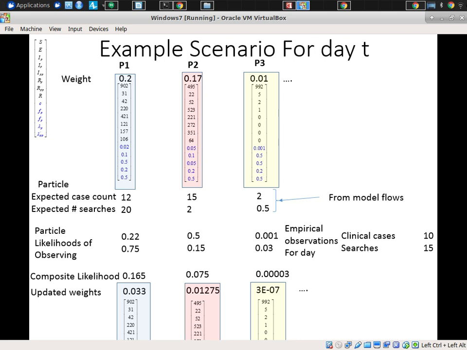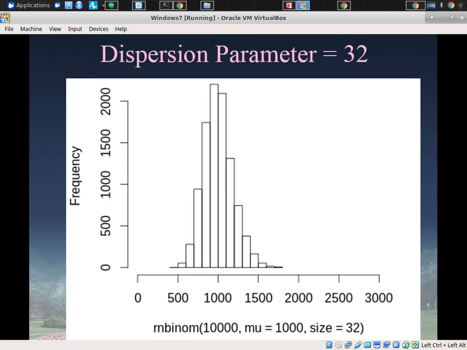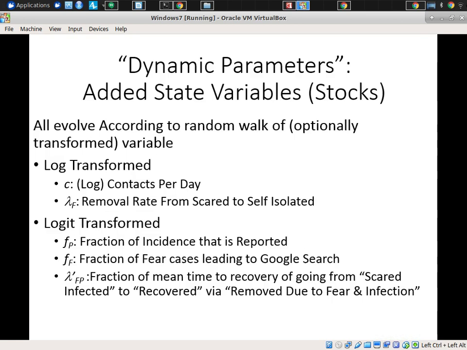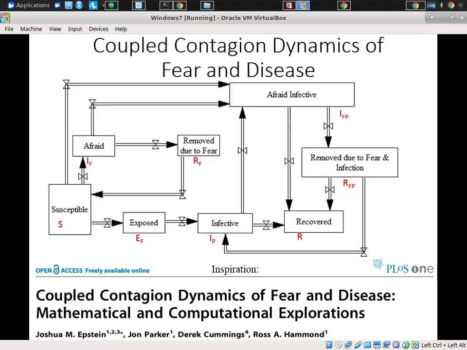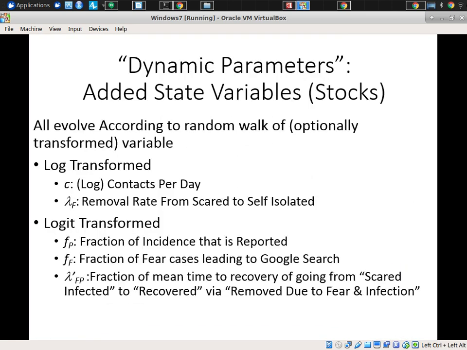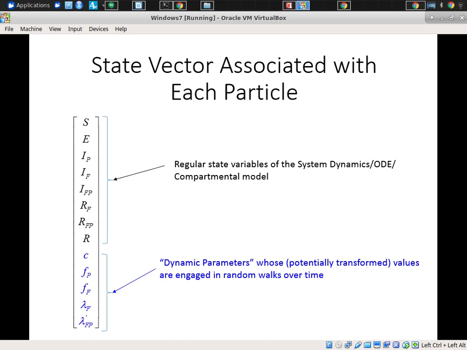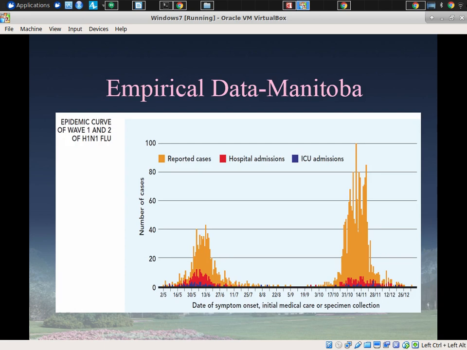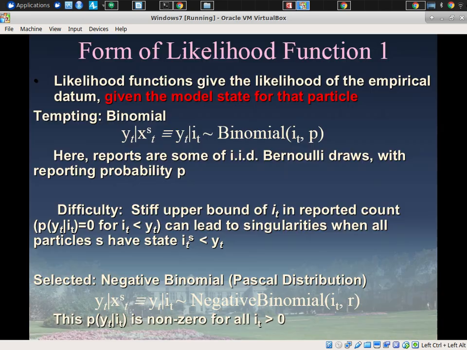We started with the model. We have some dynamic parameters. We put them into the state variable. We have a set of data of two types for each of two jurisdictions. So we have a pair of data sets for each of two jurisdictions, in order to make sense of that data in light of the model's or the particle's expectations.